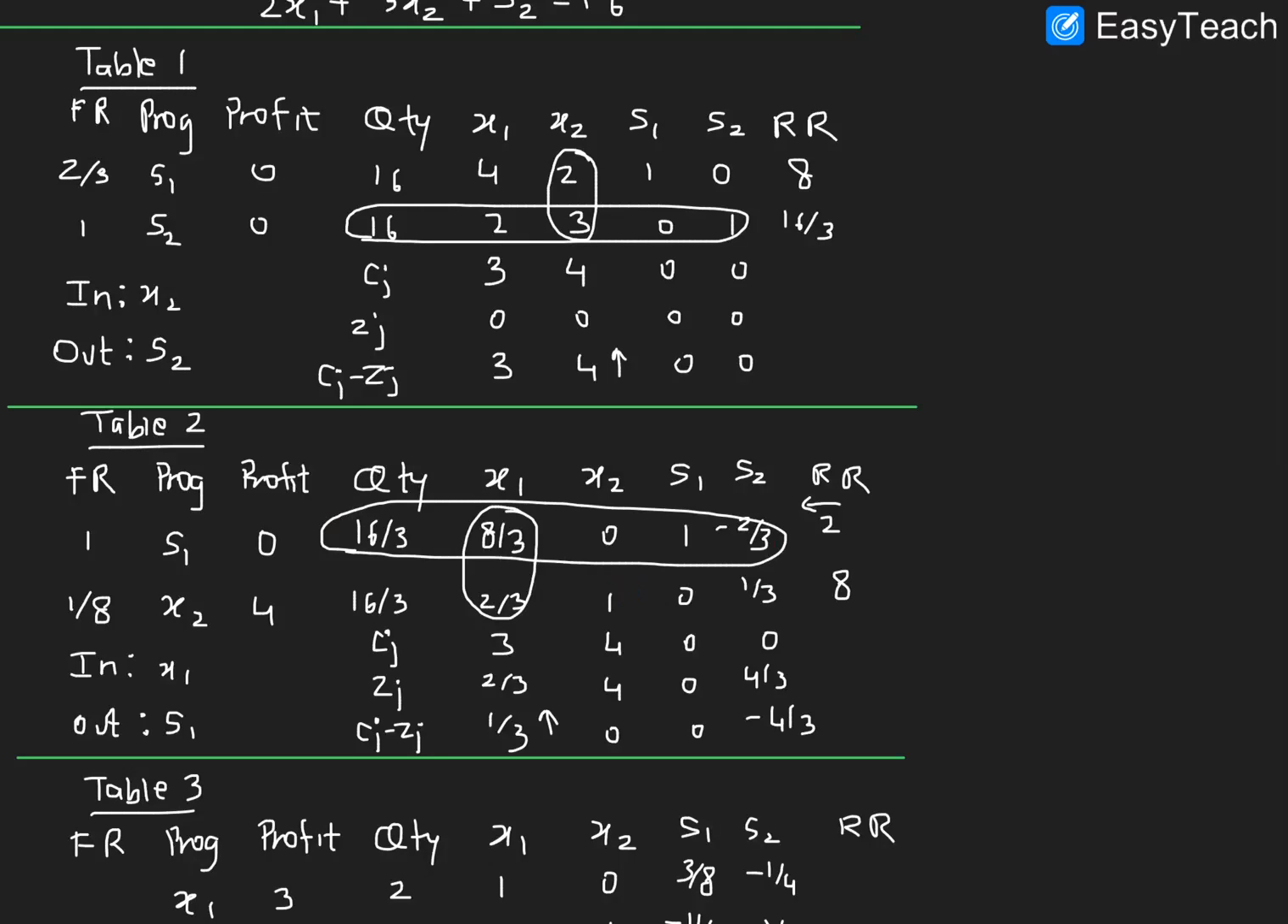Starting with the x2 part. As we said, we need to sacrifice. In the first table we said 16 by 3 is the quantity of x2 that needs to be produced, and we can observe that there are 16 by 3 units in the quantity column for x2, right?